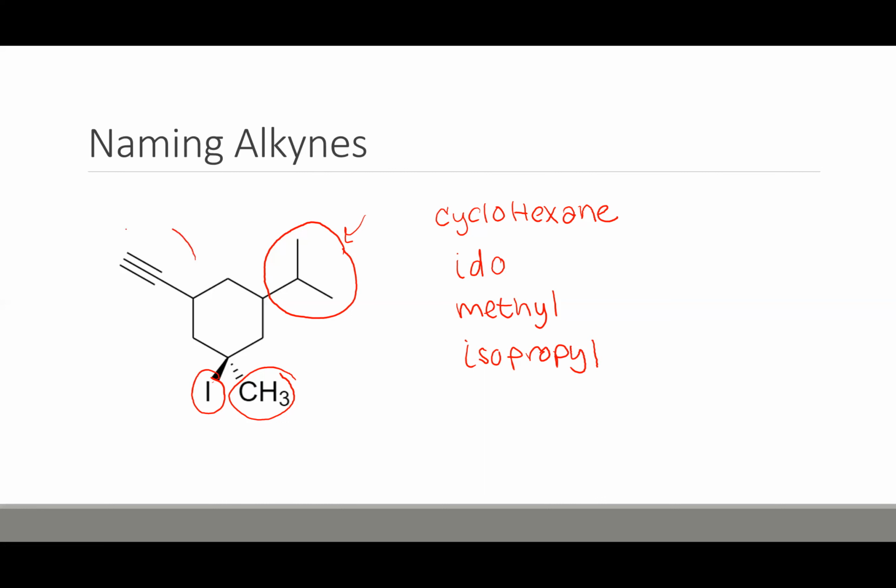And this is a case where we have a triple bond as a substituent. This is a triple bond made of 2 carbons. So it gets eth for 2 carbons. And remember, its ending here is going to be ethynyl.